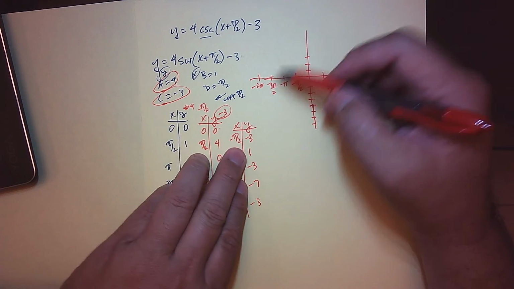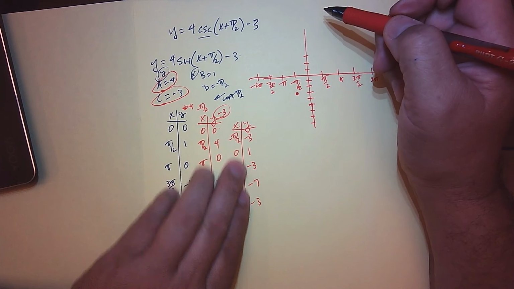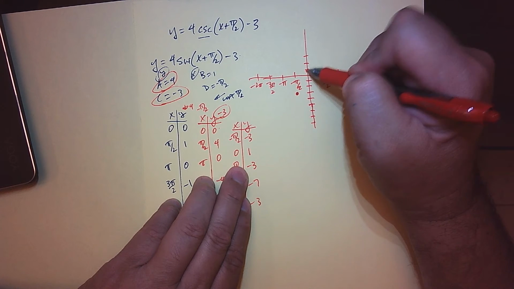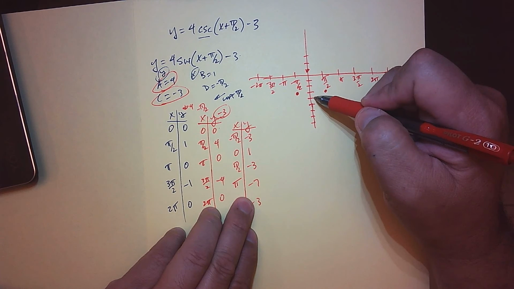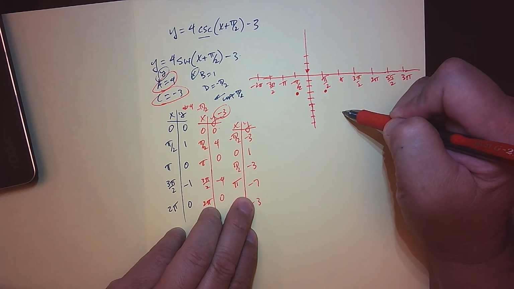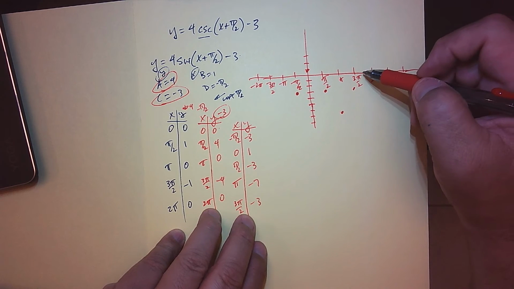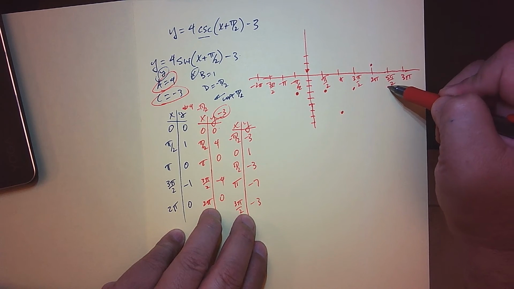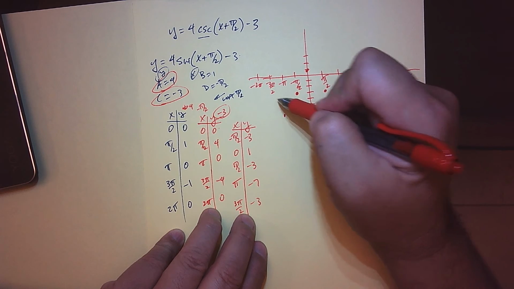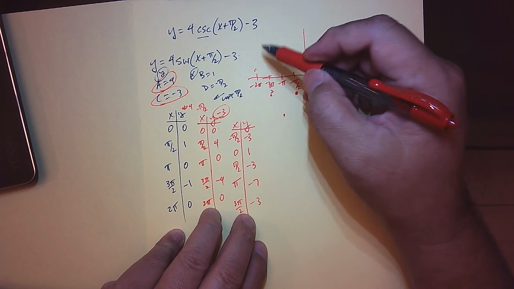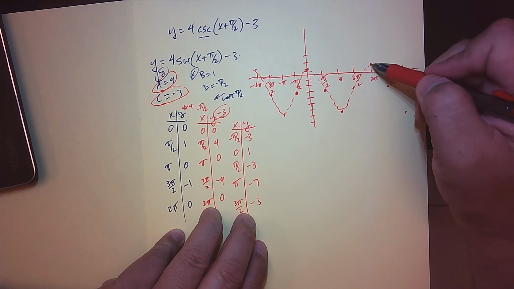So on this new graph, at -pi over 2, we are at -3. At 0, we're at 1. At pi over 2, we're back at -3. At pi, we're down here at -7. And at 3 pi over 2, we're back at -3. So we're basically just going to keep repeating this pattern over and over again. Okay, so here is your graph of the corresponding sine wave.